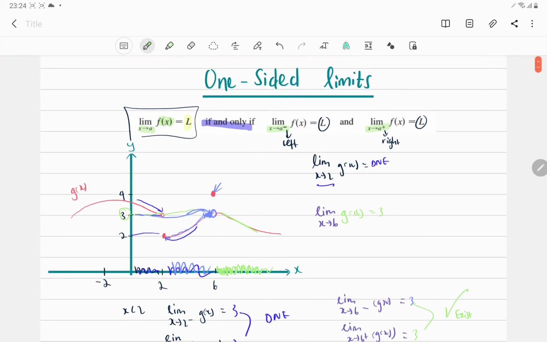As you can see, this is what we have shown here, that the limit as x approaches a number a, on the x-axis of f of x will equal L, if and only if the limit on the left of g of x is equal to the limit on the right of g of x.